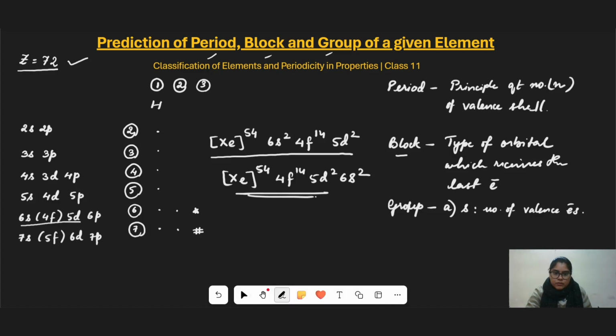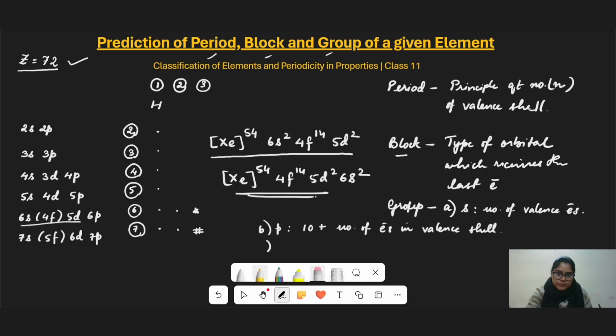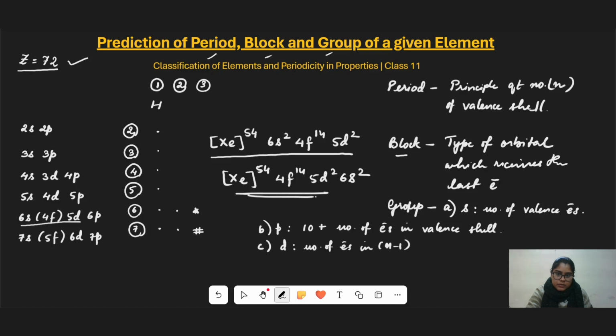For the p block, the group will be 10 plus the number of electrons in the valence shell. For the d block, it will be the number of electrons in the n minus 1 d subshell plus the number of valence electrons, that is in the n shell. Then the last one, for the f block, the group number will be 3.